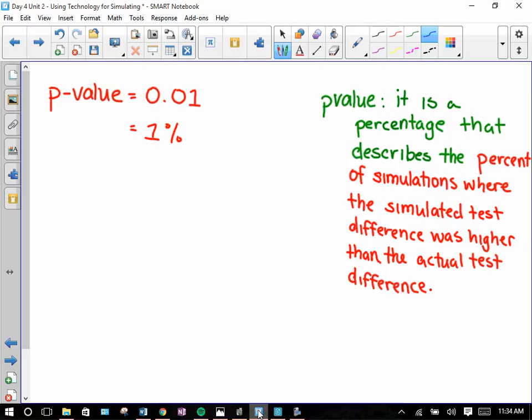All right. So, what does the p-value describe? The p-value describes the percent of simulations where the simulated test difference was higher than the actual test difference.